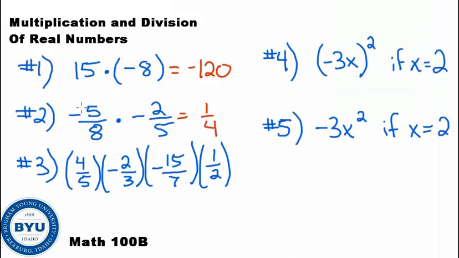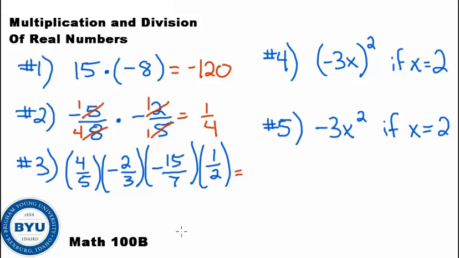Or if you did this by hand, you can do it by hand as well. You'd cancel the 5s. This would leave you with a 1 and a 1. You can cancel the 2s. That leaves you a 1 and a 4. The answer would be 1/4. Notice that the answer is positive because the two negatives cancel out. Negative times a negative is a positive.